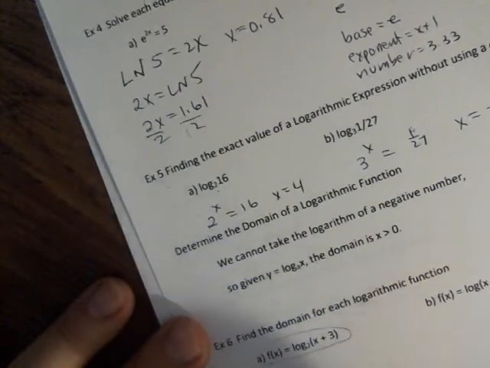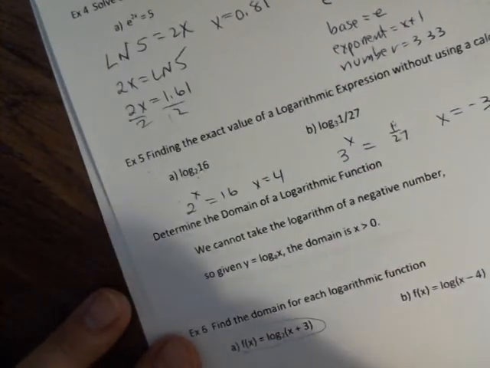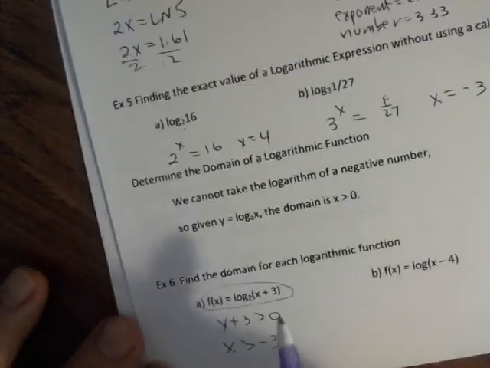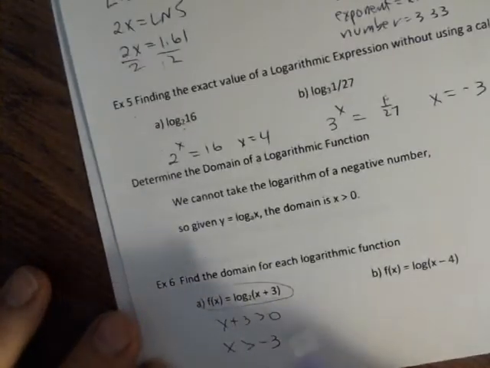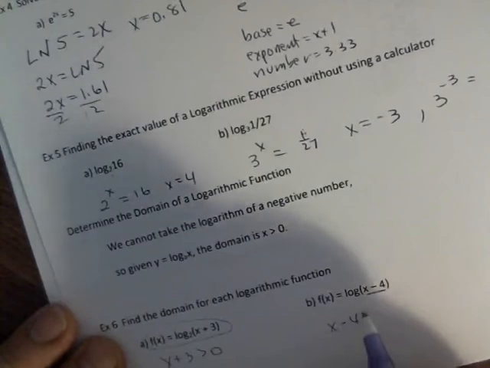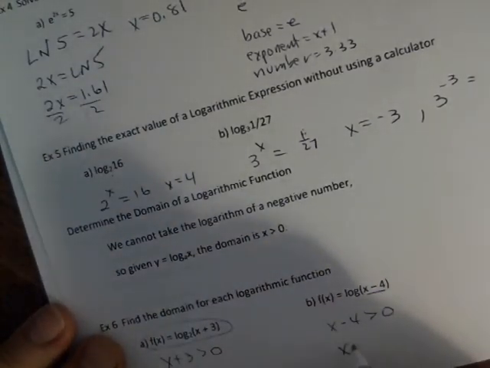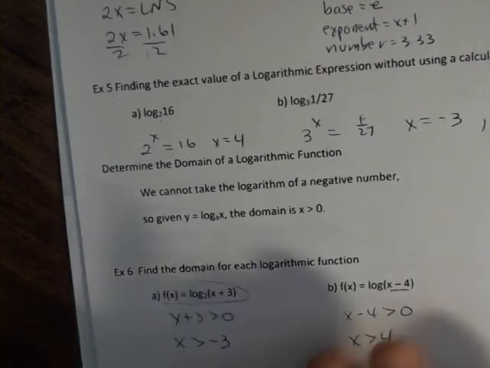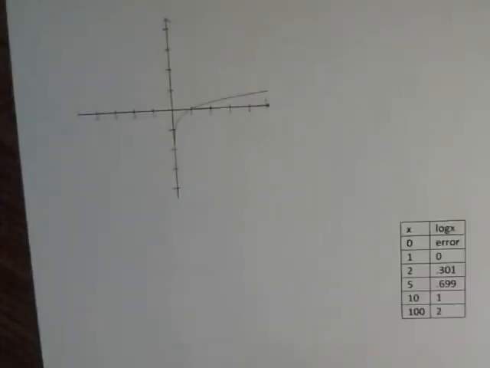So given a function now, for my domain, x plus 3 must be greater than 0. So x has to be bigger than negative 3. Because if it's negative in here, I don't care what the base is, I'm going to get an error on my calculator. With this one here in part B, I know x minus 4 must be greater than 0. So therefore, x has to be greater than 4. All right, so that's domain, and we're going to also use the domain to help us graph.